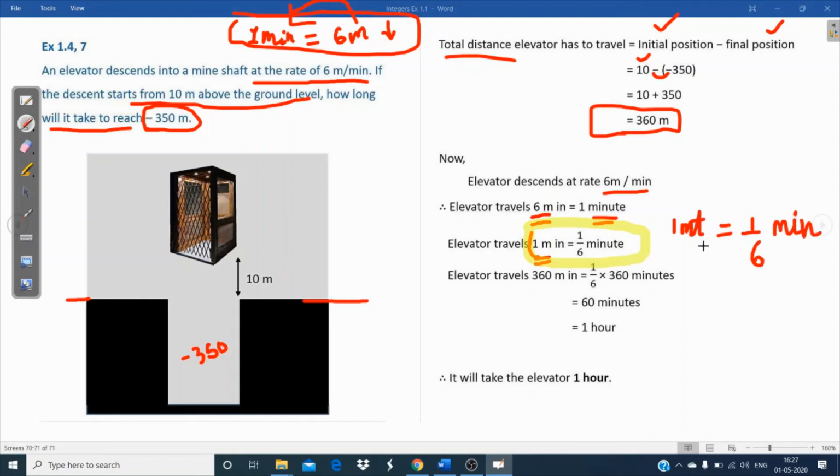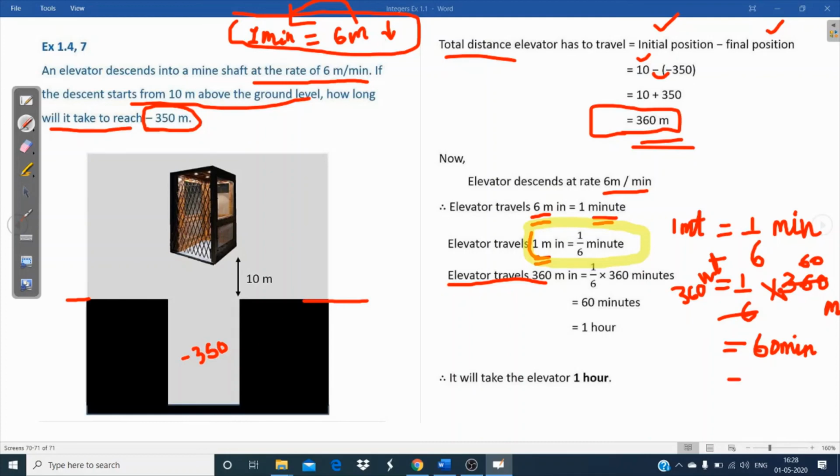Now, this is the distance traveled, 1 meter in 1 by 6 minutes. Now, we need to calculate the time for how much meter? 360 meter. So, elevator travels 360 meter in what minutes? Means 1 by 6 into 360, and the unit is minute. 6 1s are 6, 6 6s are 36, 0. So what you are getting? 60 minutes. And 60 minutes can be written as what?